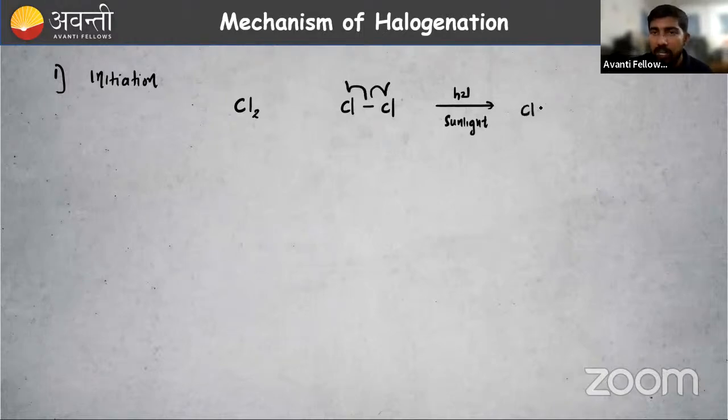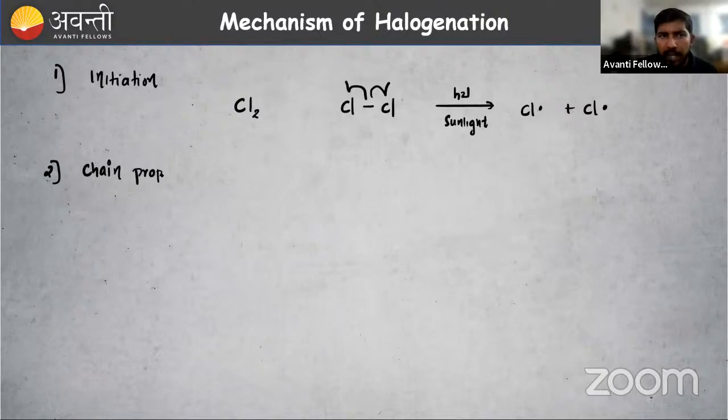Then this chlorine will get 1 electron, another chlorine will get 1 electron. This is initiation, starting. So homolytic cleavage is taking place here. So what is the second step? The second step, I can write it as chain propagation. First one is chain initiation, then chain propagation.